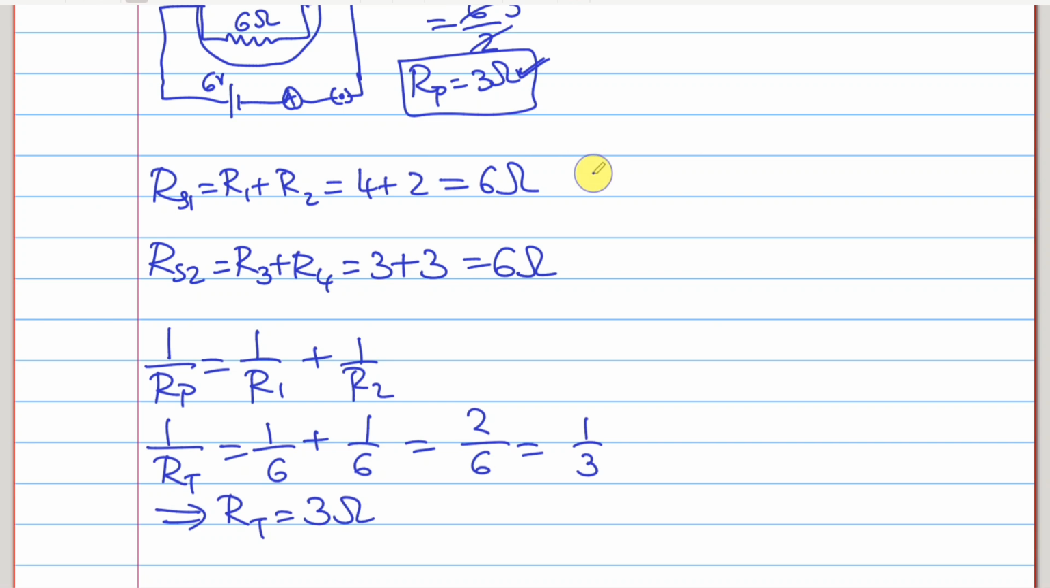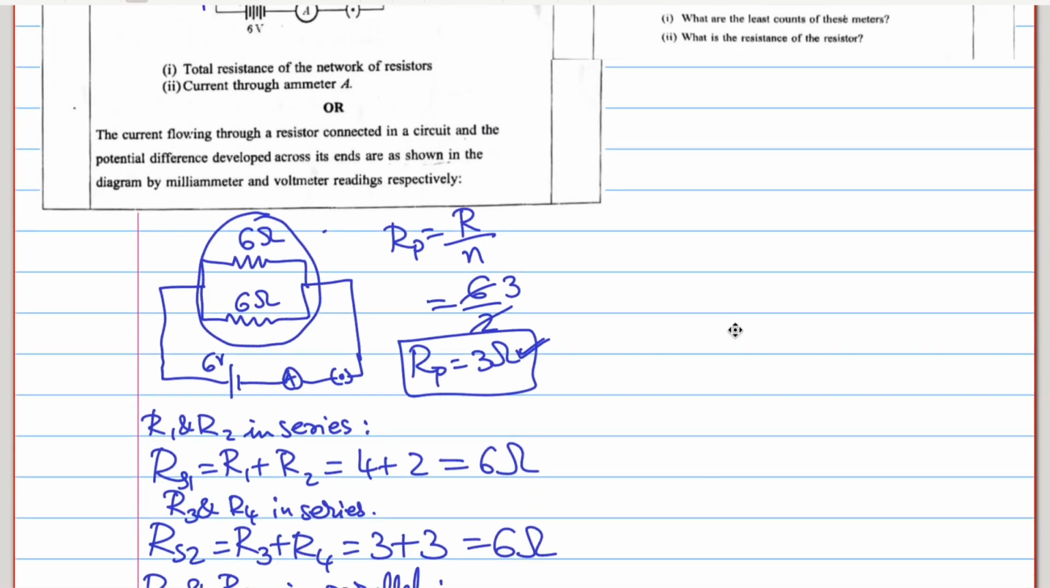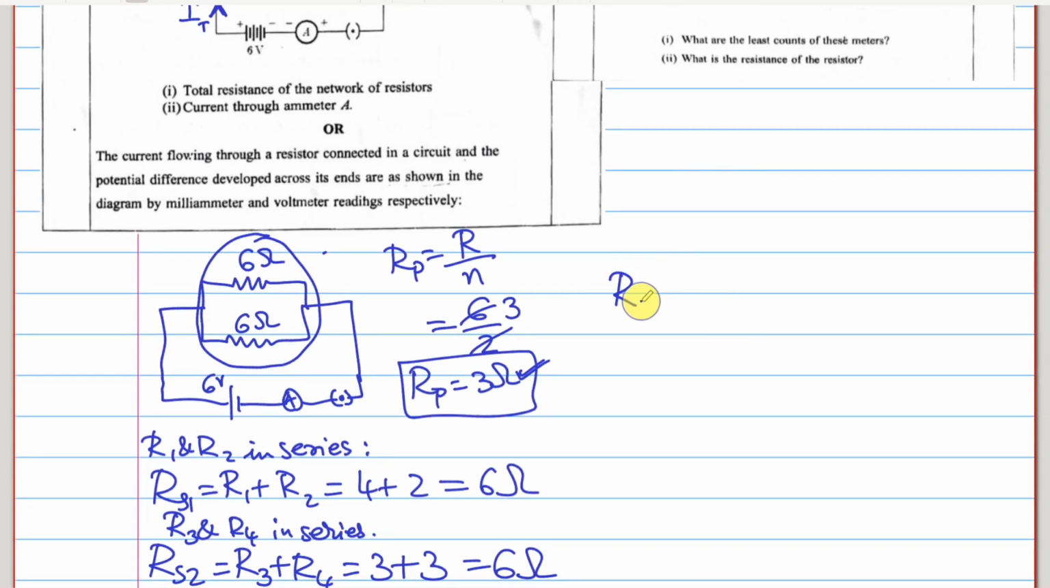So this will be the calculation which we will have to show. We'll say R1 and R2 in series. Next, R3 and R4 in series. Finally, RS1 and RS2 in parallel, and we are solving it here. We are showing the solution. Now we know that total circuit resistance is 6 ohm. Total circuit voltage is also given to us as 6. Acha, total circuit resistance is 3 ohms, not 6 ohms. It is 3 ohms.